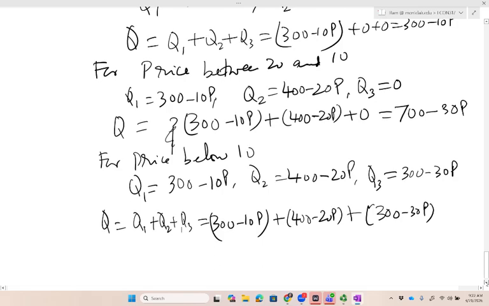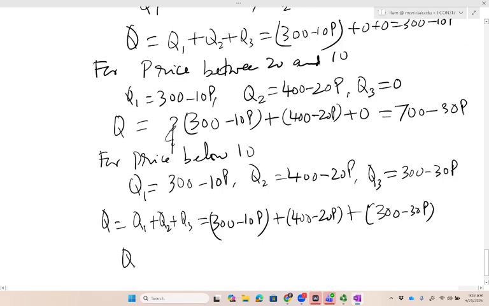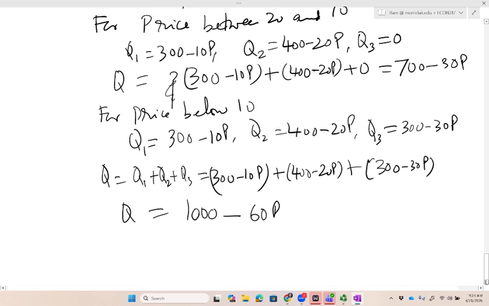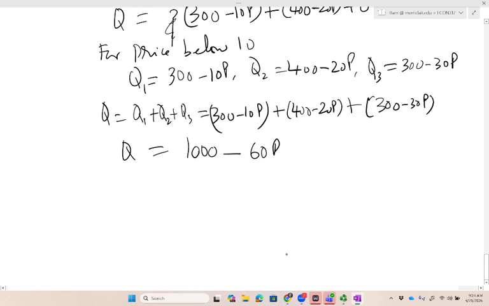Constants add up to 1000. Q equal to 300 plus 400, 700 plus 300 is 1000, minus 10p, 20p, 30p, and 30p, 60p. And that's the inverse demand function we have drawn in the graph. Okay, this is the market demand.